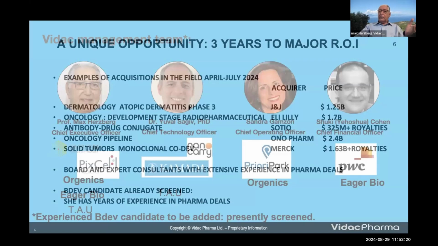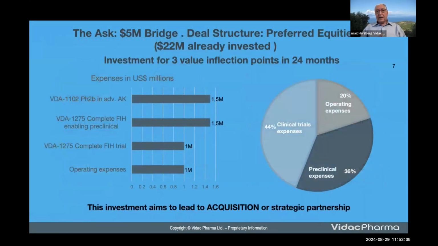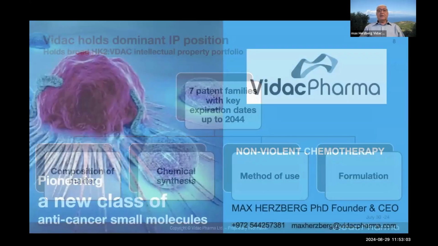And we cannot do that without a team, of course. Our team have been working together, not only in this venture, but also on other ventures. And we have 150 years of experience, of which I contribute a little bit more than the others. So our ask is a $5 million bridge in order to advance to 2 inflection points: first in human with our new molecule for solid tumors, and end of phase 2 for our oncodermatology molecules. And we have 7 patent families which are granted, covering composition of matter, chemical synthesis, and so on, up to 2045.